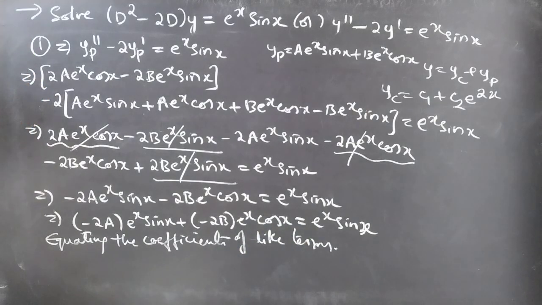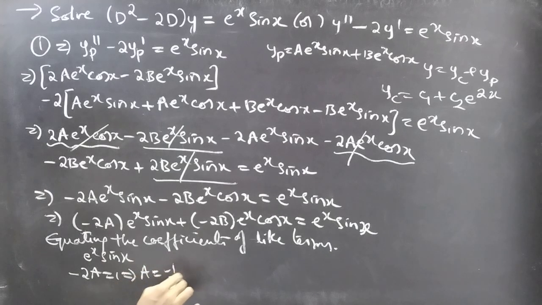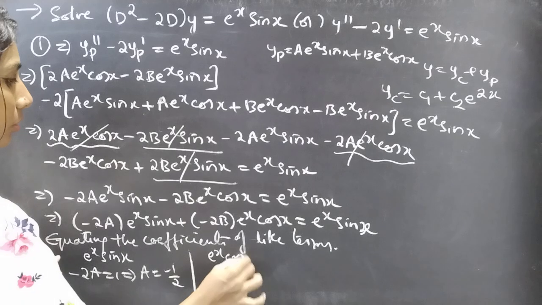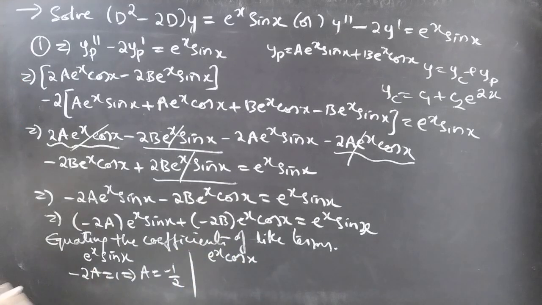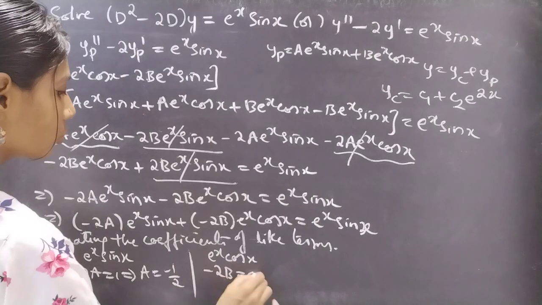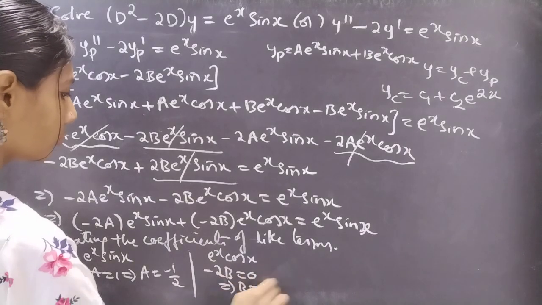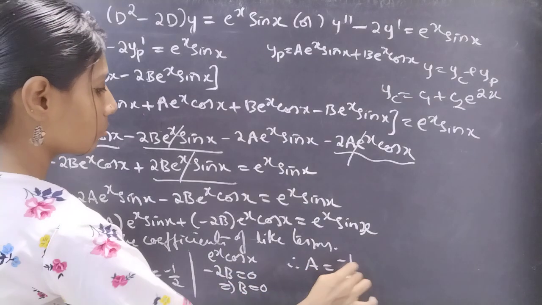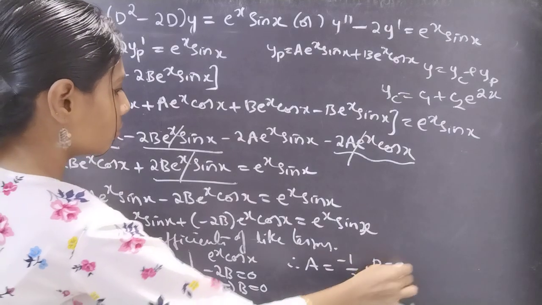Okay, I'll equate the terms firstly. I'll begin with e power x sin x. We'll get minus 2a equal to 1. We'll get a equal to minus 1 by 2. And by equating equations of e power x cos x, we don't have any term in RHS, right? So we'll get minus 2b equal to 0. From this we'll get b equal to 0. Therefore, a equal to minus 1 by 2 and b equal to 0.